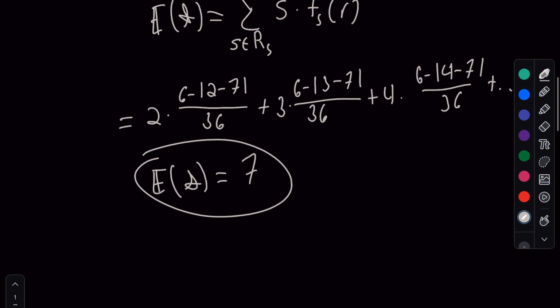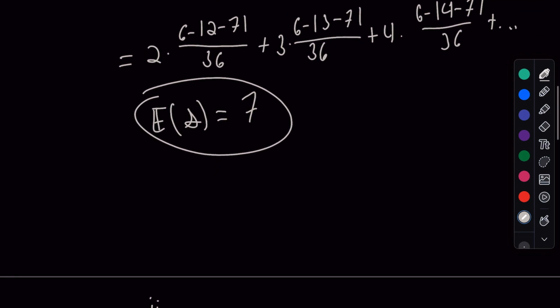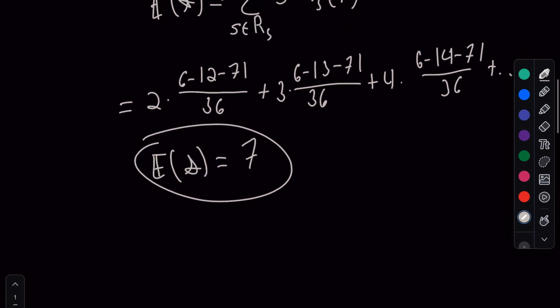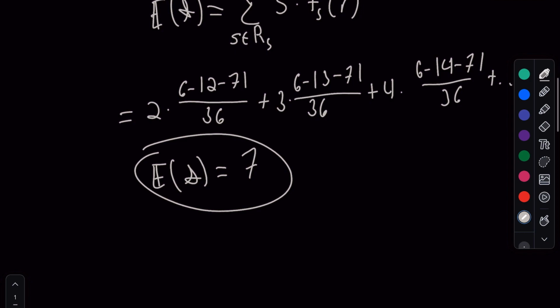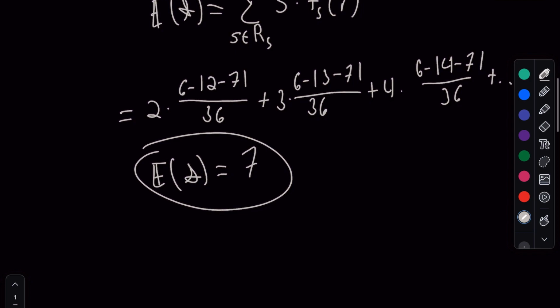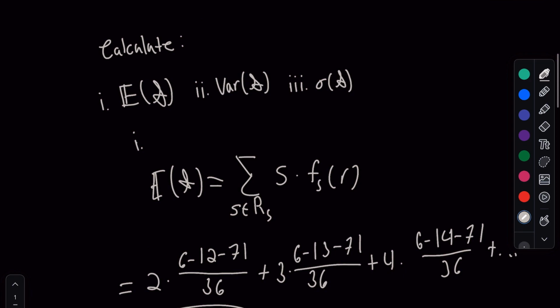So 7 is a reasonable value in that sense. I think if you roll 2 dice, you would expect to get somewhere around 7 most of the time. If they have some insight and they know that the average value for one die is 3.5, hopefully that's even more helpful or even more intuitive. Anyways, the next problem is asking for the variance of S.